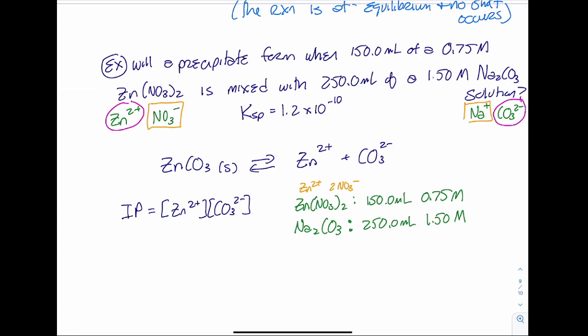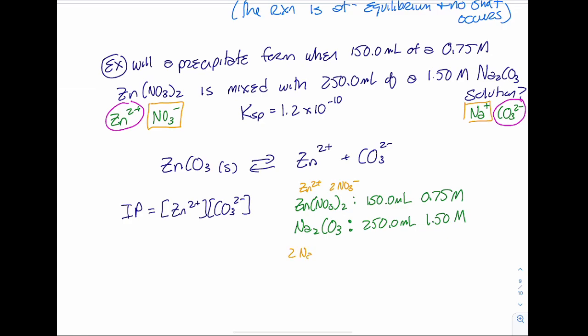Because there's 1 of them, right? There's 1 zinc. So once I figure out my concentration of this, that is going to be my concentration of this. If for some reason zinc wasn't the part of this compound that I cared about and nitrate was, once I figured out the concentration of zinc nitrate, then my concentration of nitrate would be twice that, right? Because of this 2. So here we do need to pay attention to those coefficients.